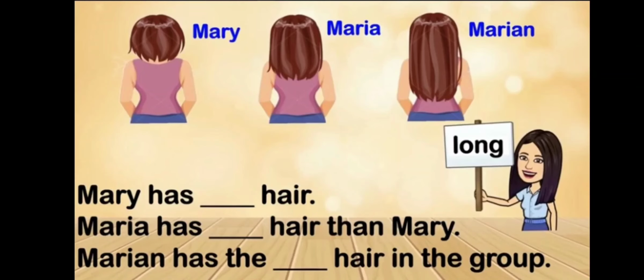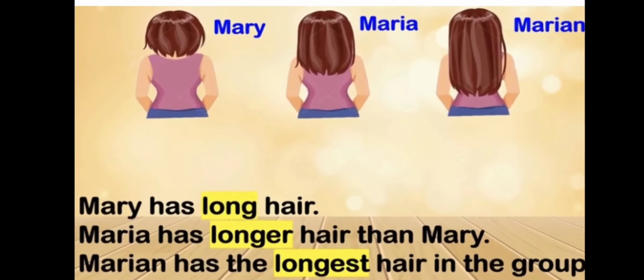Next, Marian has the dash hair in the group. So we are comparing Marian with both Mary and Maria. So what will it be? It's longest. So what will be the answer? Mary has long hair. Maria has longer hair than Mary. And Marian has the longest hair in the group.